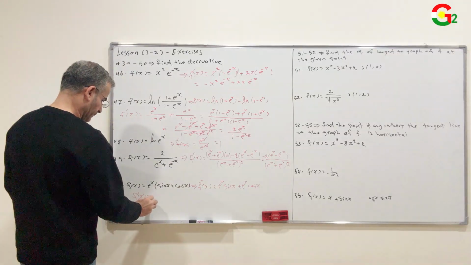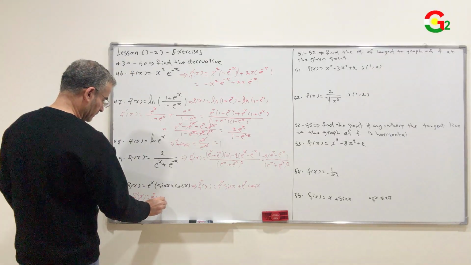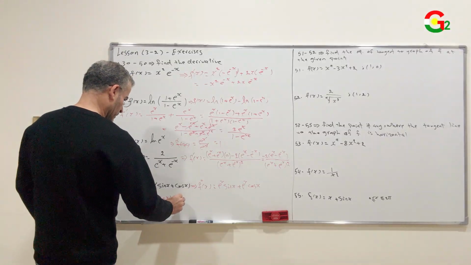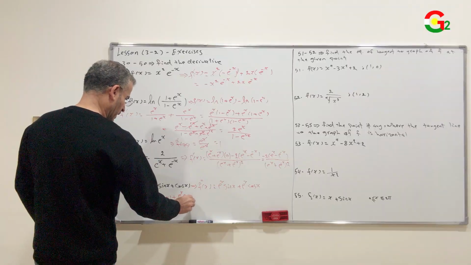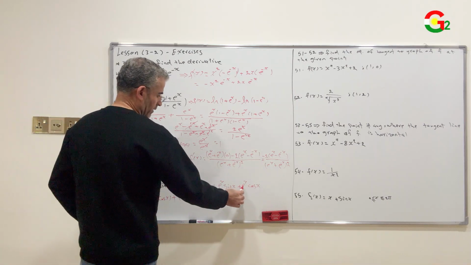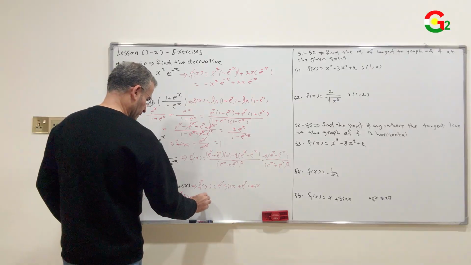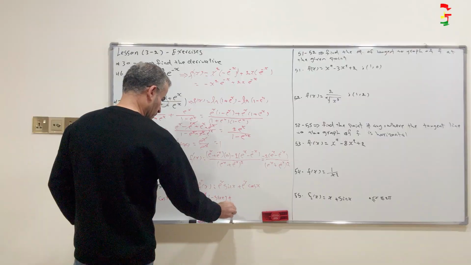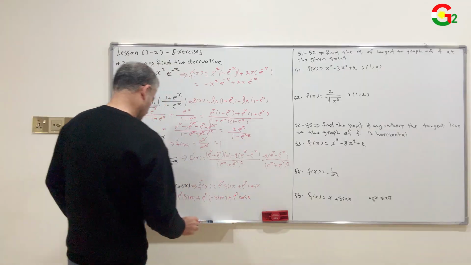e to the x times the derivative of sine x, plus cosine x times the derivative of e to the x, it is e to the x sine x, plus apply the derivative of the product of two functions for the second term, e to the x times negative sine x plus e to the x cosine x.